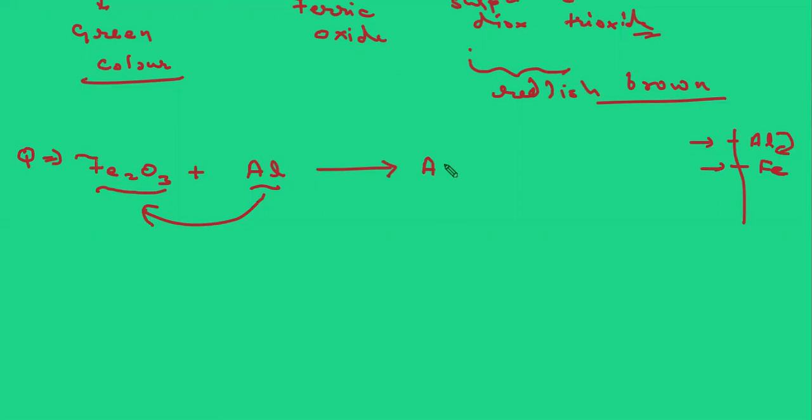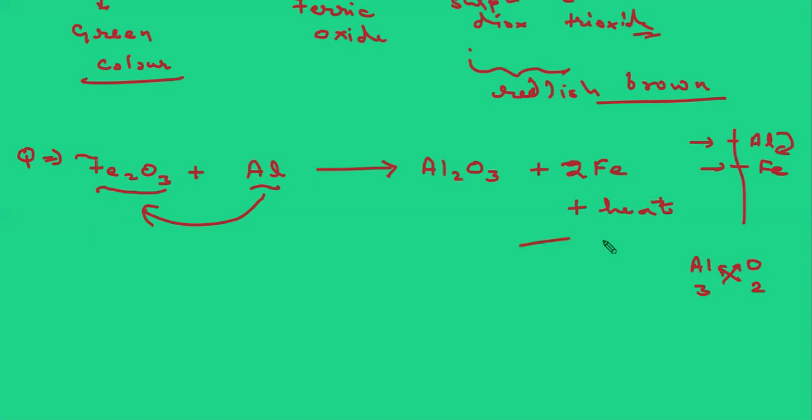So the reaction will form aluminium oxide, and the formula of aluminium oxide: the valence of Al is 3 and of oxygen is 2. So just cross it, and we get Al2O3. Of course, iron will be left alone, lonely. So it's 2Fe. And of course, some heat is being produced when this reaction happens.